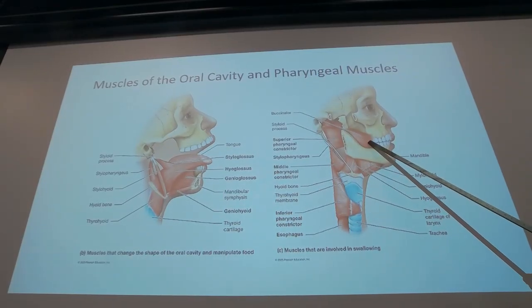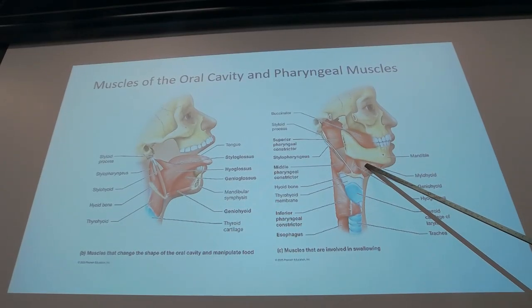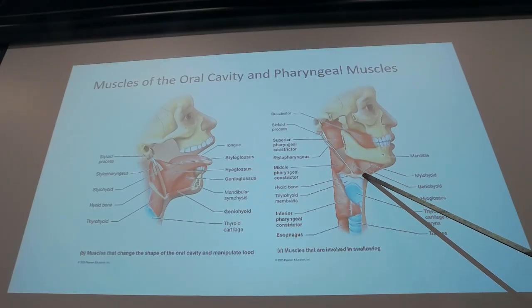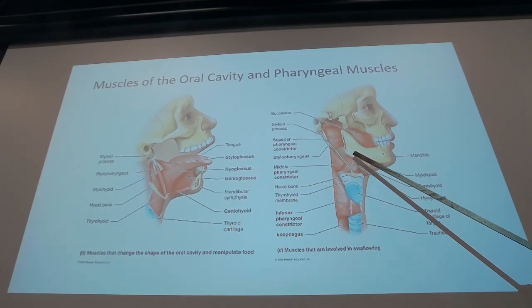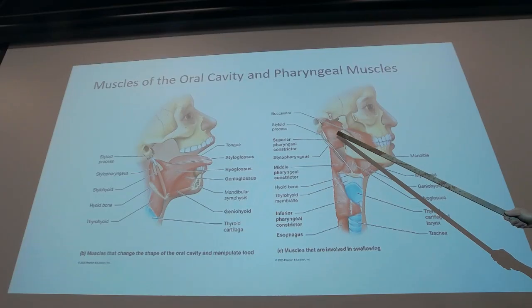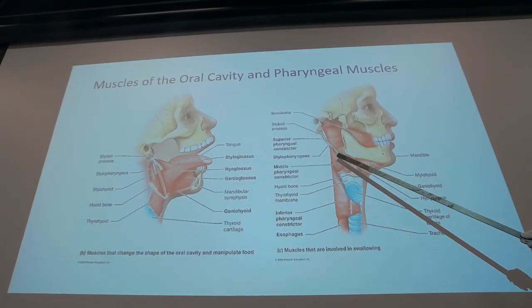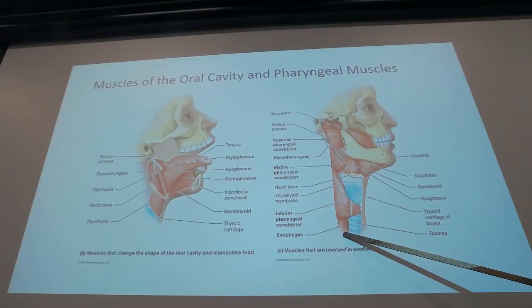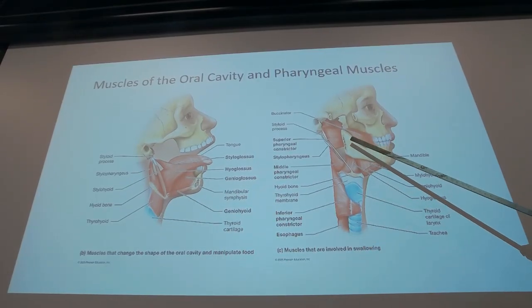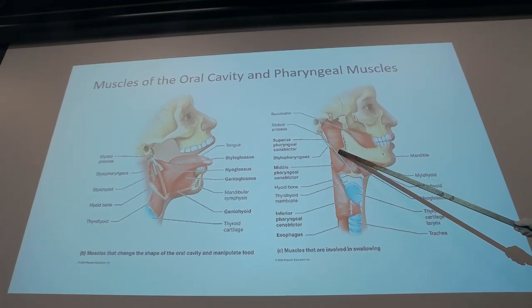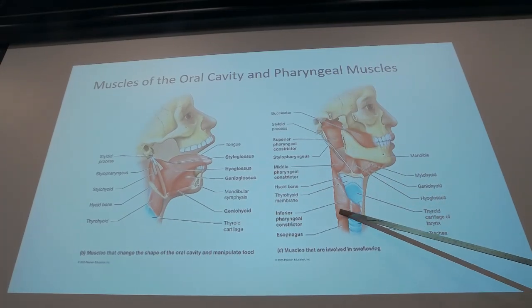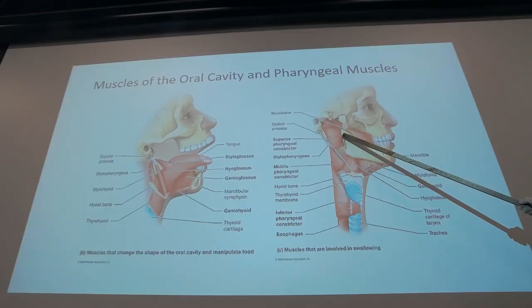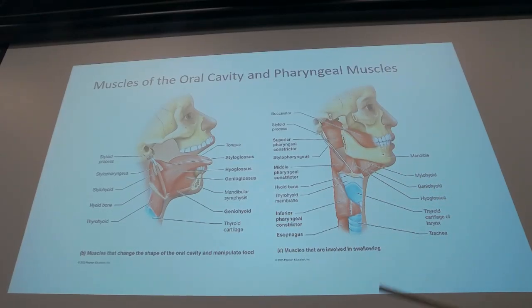And then here's the buccinator, mylohyoid, geniohyoid again. And then here we have the constrictors of the pharynx, superior, middle, and inferior. And then here we have the esophagus. So these ones will open to receive the food and then close to bring the food down so that the food goes from the superior part of the pharynx into the inferior part of the pharynx.